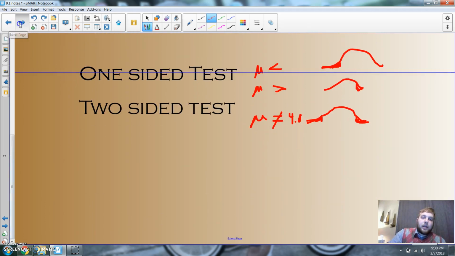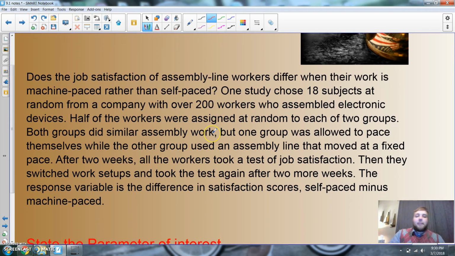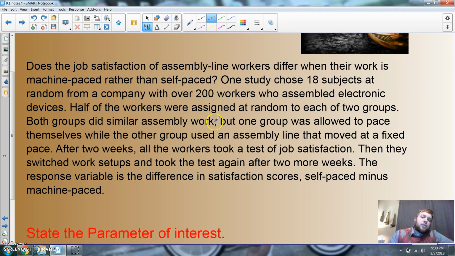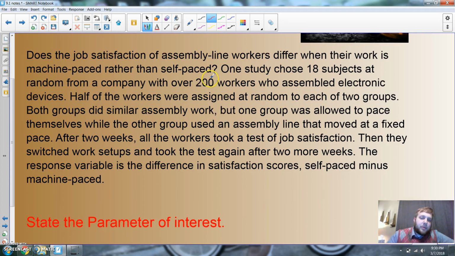Okay, so let's see a couple situations here. Does job satisfaction of assembly line workers differ when their work is machine-paced rather than self-paced? One study chose 18 subjects at random from a company with over 200 workers who assembled electronic devices. Half of the workers were assigned at random to each of the two groups. So that means 9 of each. Both groups did similar assembly work, but one group was allowed to pace themselves, while the other group used an assembly line that moved at a fixed pace.